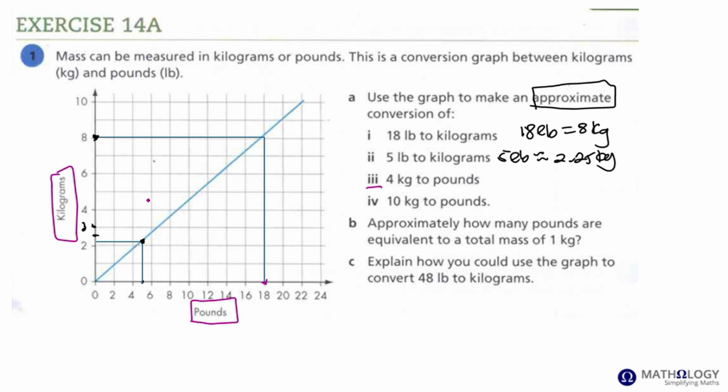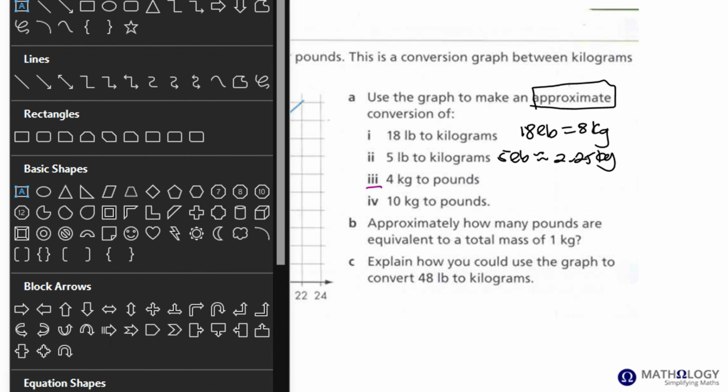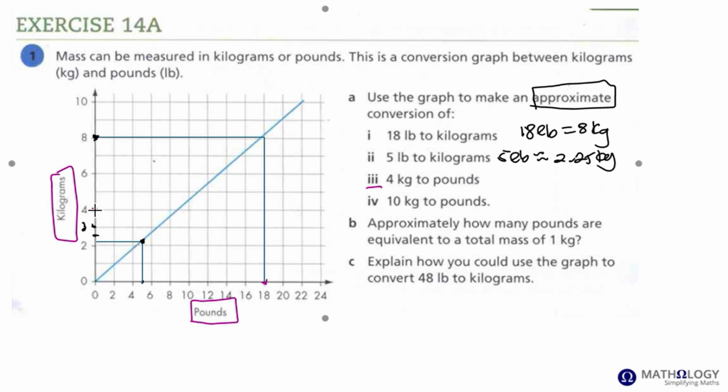Then 4 kilograms to pounds. On the y-axis, we go to 4 kilograms. Draw a horizontal line from 4, across to the straight line. Where it meets the straight line, we then draw a vertical line down to the x-axis. So it looks like it's between 8 and 10 pounds. So 4 kilograms is approximately 9 pounds.